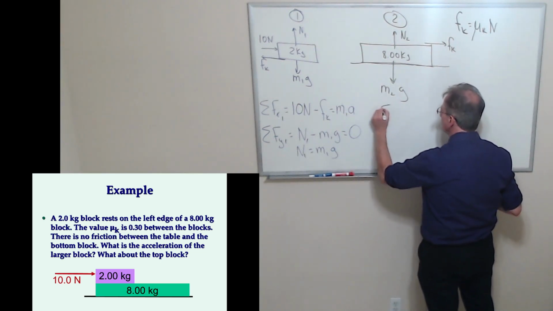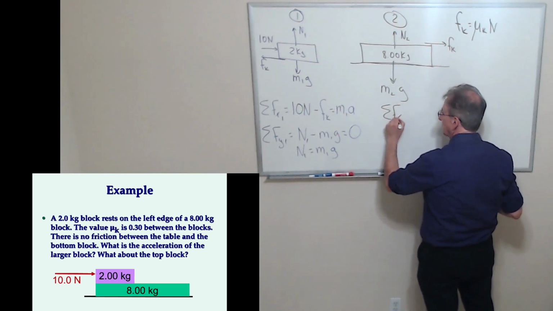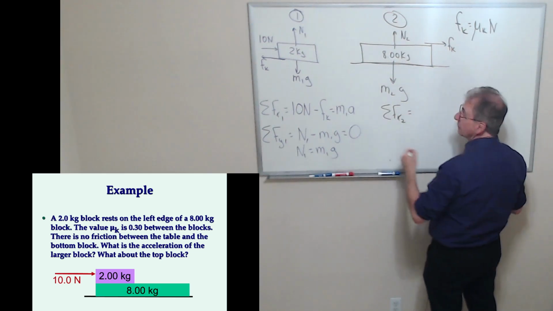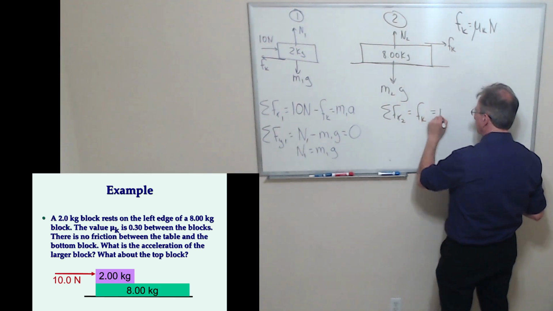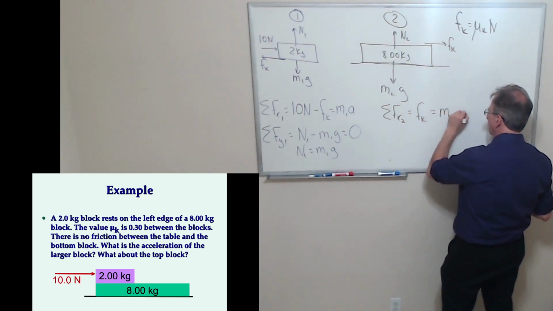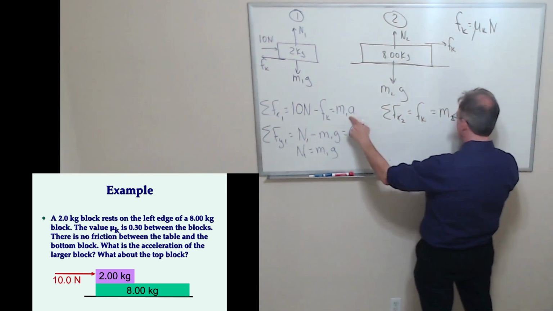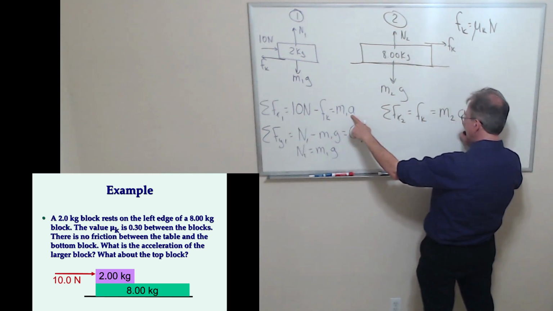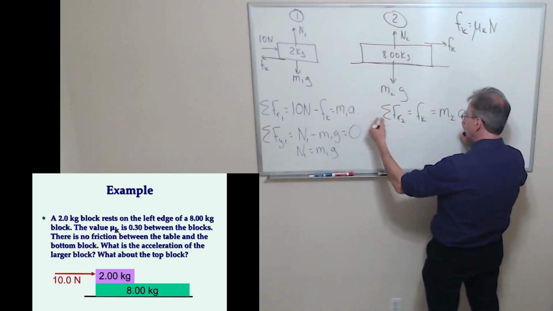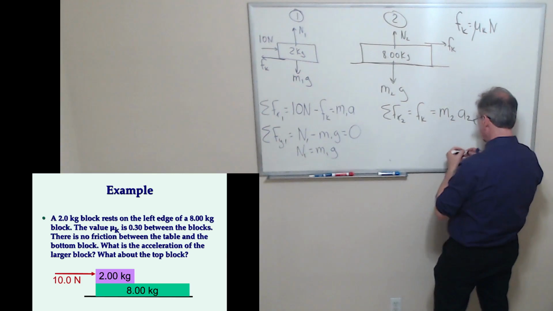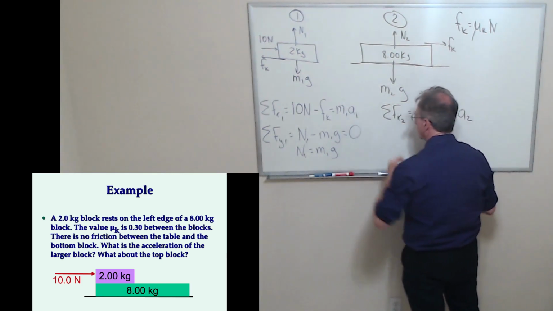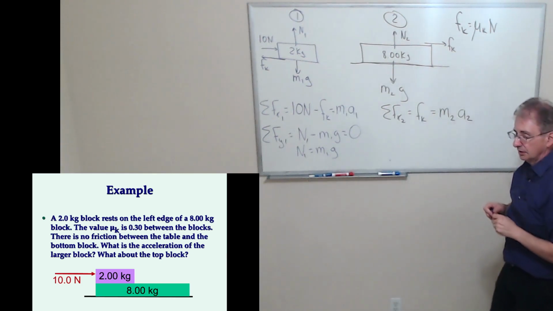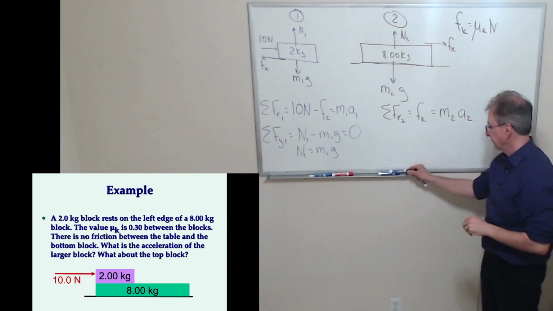If we sum the forces in the x direction on this object, we only have one force. It's the force of kinetic friction. That's equal to m2a. And really, the thing I have to realize is these accelerations are different, so I need to have subscripts or labels to let us know that they are different, because they're moving relative to each other.